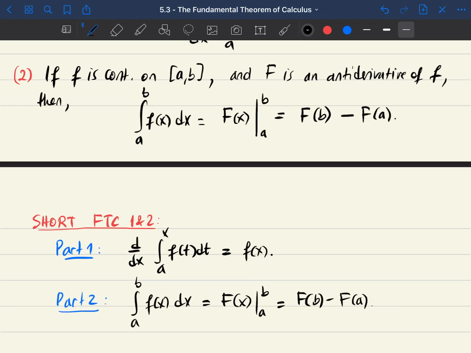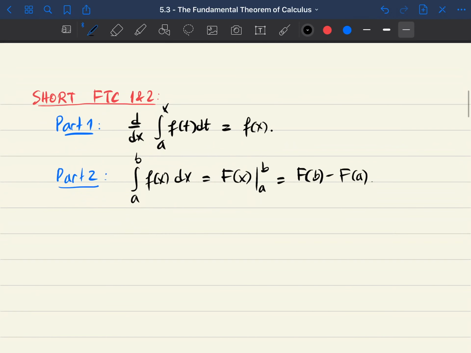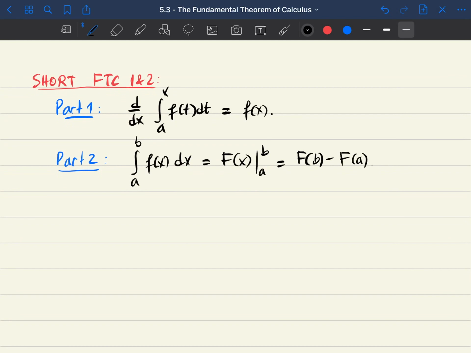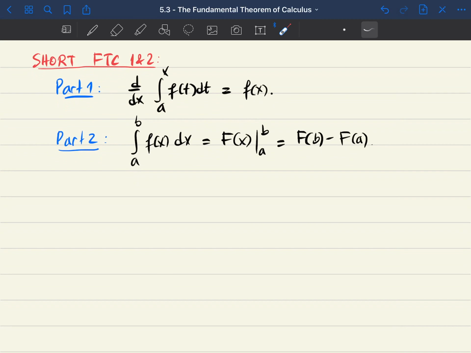Okay, so let me explain this on a picture. At least part 1, I'll explain it on a picture. And then I'm going to write some sentences related to these two theorems. Okay, so the first part, first of all, says that the derivative of an integral is the function. So basically a derivative and an integral just cancel each other. So they're inverse processes.